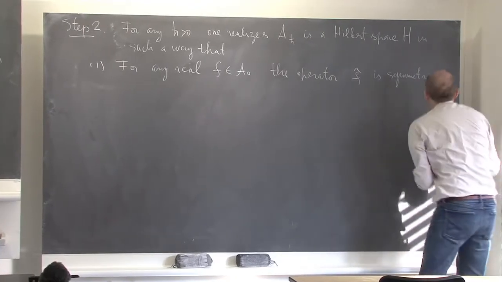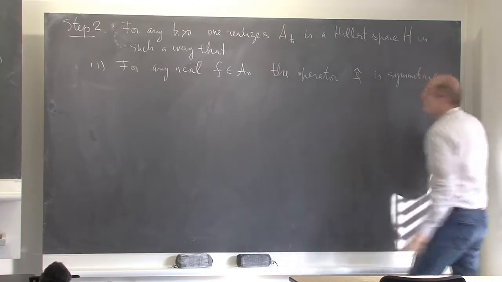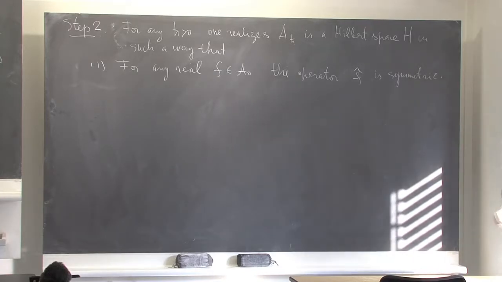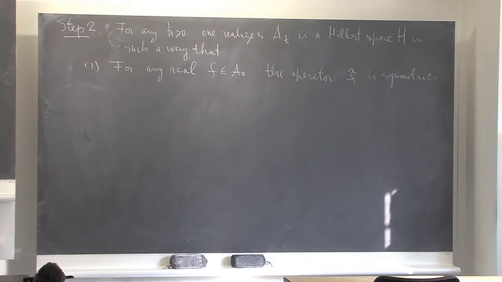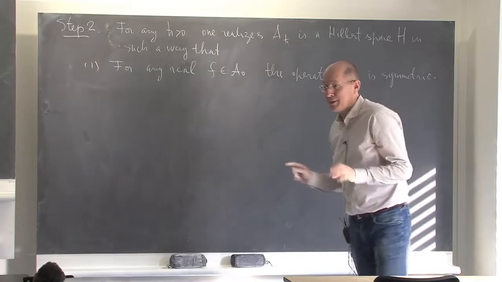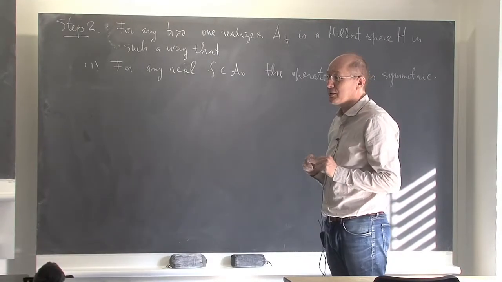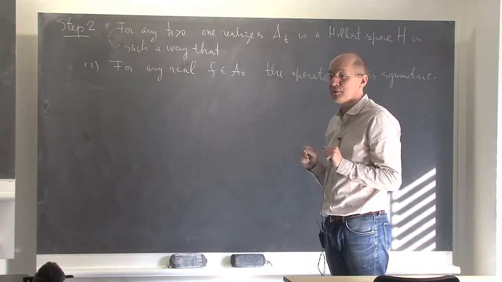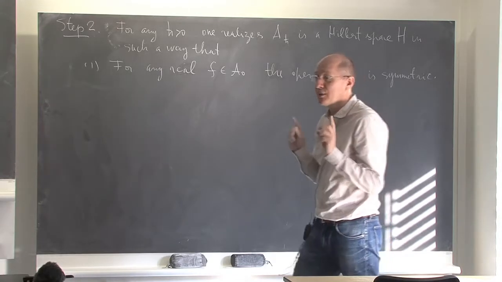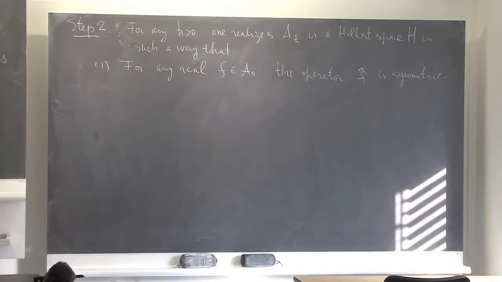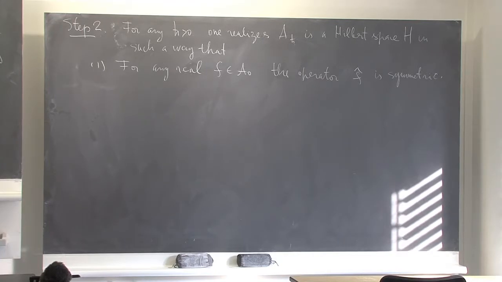So I put here the weakest conditions possible. Usually in physics they say that it should be self-adjoint. But in the case of non-bounded operators, one has to be careful because self-adjoint and symmetric is not the same thing. And any self-adjoint operator is symmetric, but not vice versa.